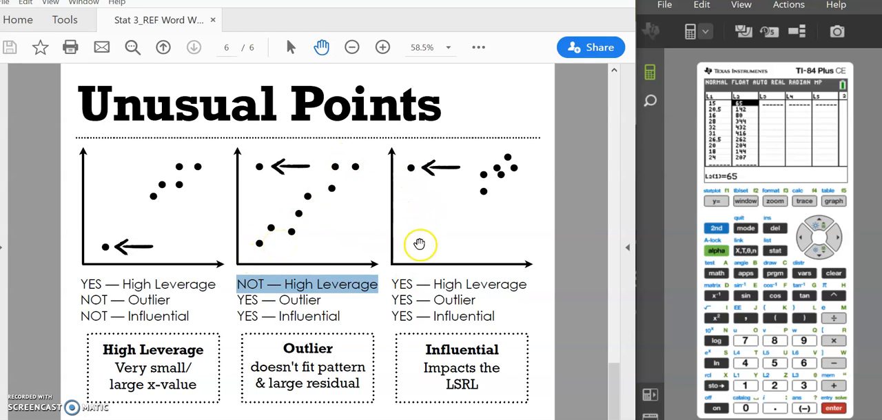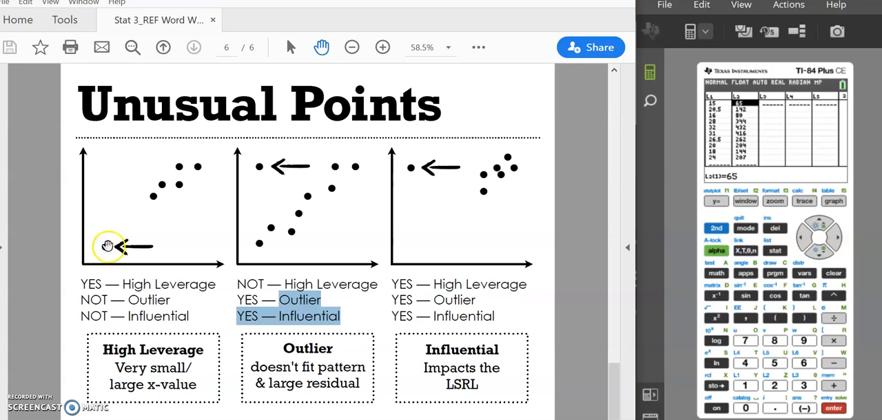But an influential point could be outside that x range. As long as it influences the slope and the y-intercept, so it impacts that least square regression line, it is considered influential because it's changing the slope and y-intercept greatly. Obviously, like I said, an outlier does too. It does change it, but it doesn't necessarily have to be outside of the range of the x's. Whereas that high leverage point would stay in line, so it really wouldn't affect the r value, the slope, and the y-intercept. But it's kind of like extrapolation if you think of it in a sense.